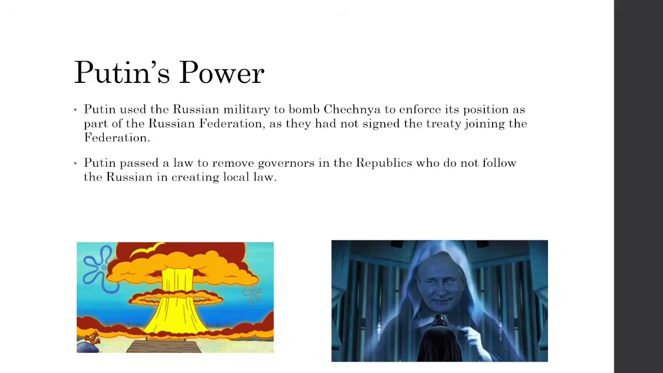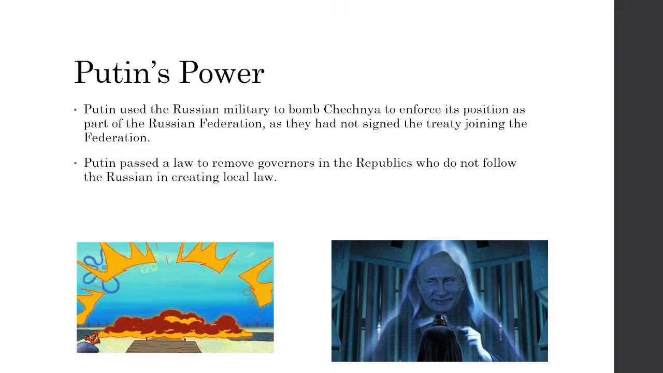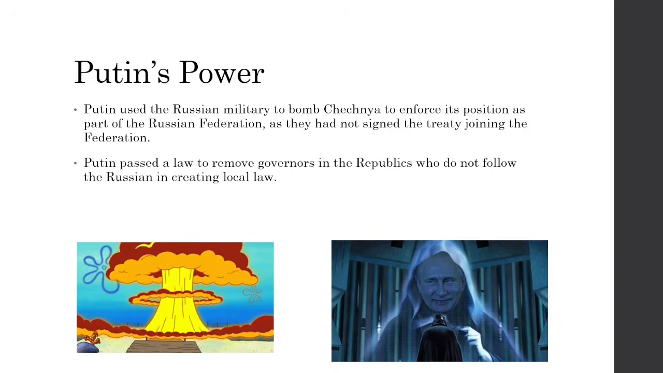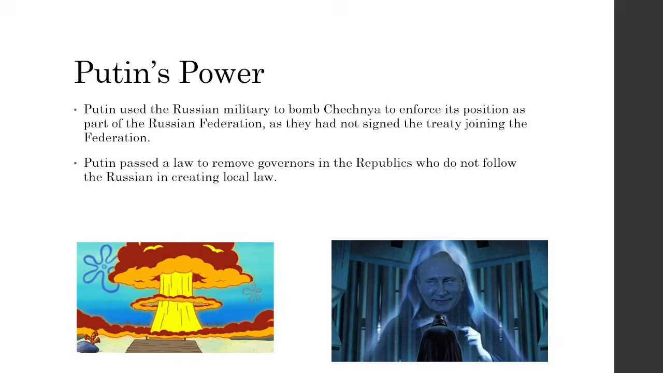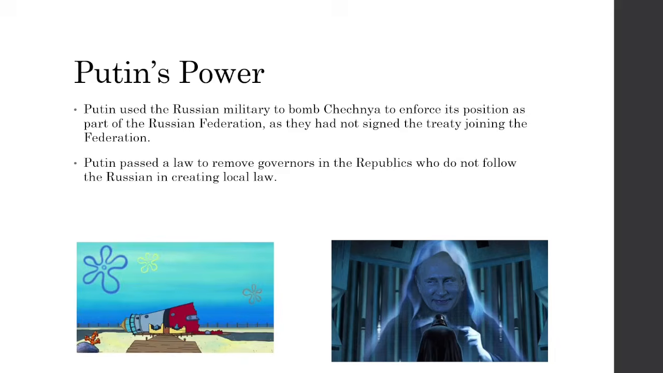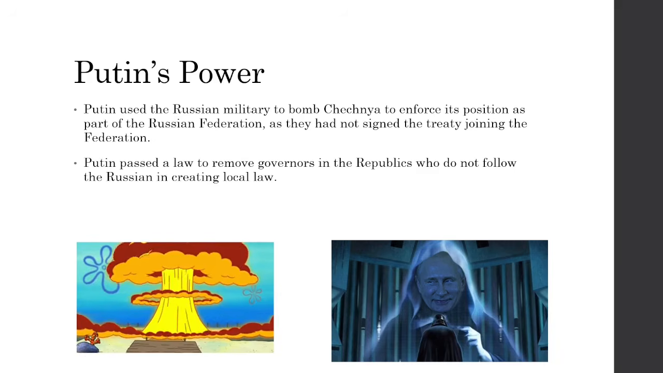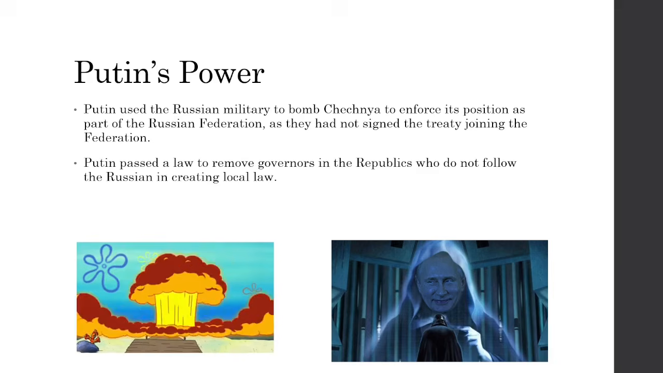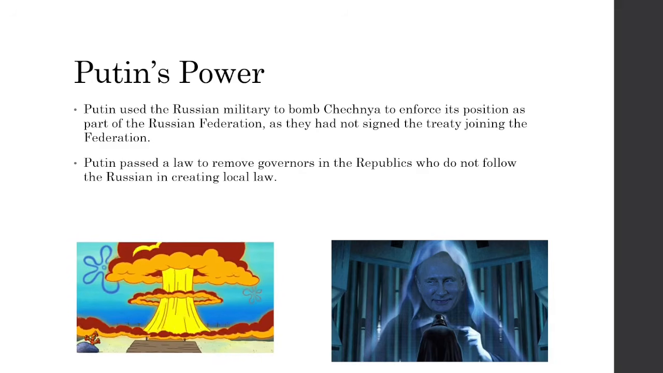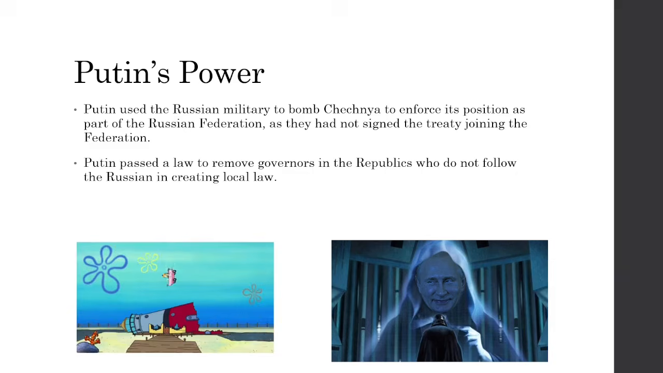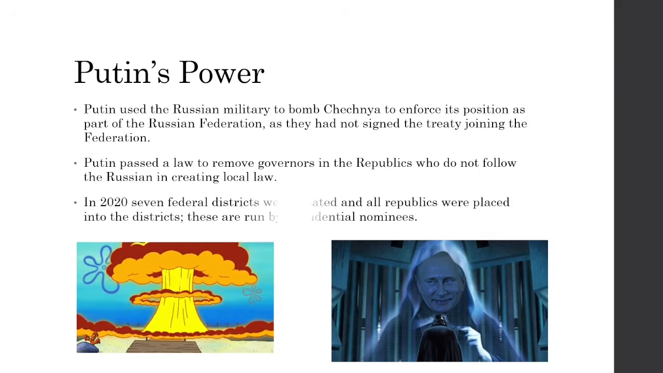Putin passed a law to remove governors in the republics who do not follow the Russian constitution, essentially in creating local law. I think that's what I was going to put. Just a typo. So if governors are kind of like, no, we're not going to do this, Putin's like, well, you're out of here. You're fired. Because if you work for a job and you try to go in your own direction, your boss is going to fire you. That's essentially what's happening here.